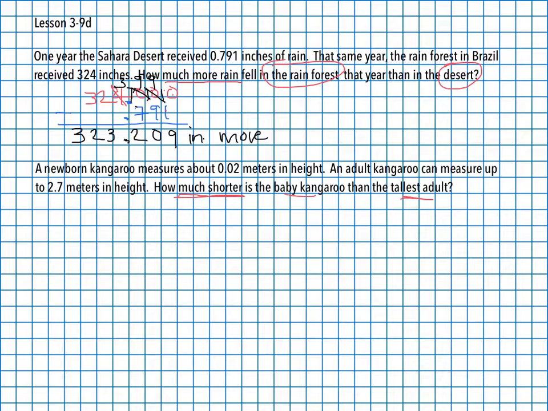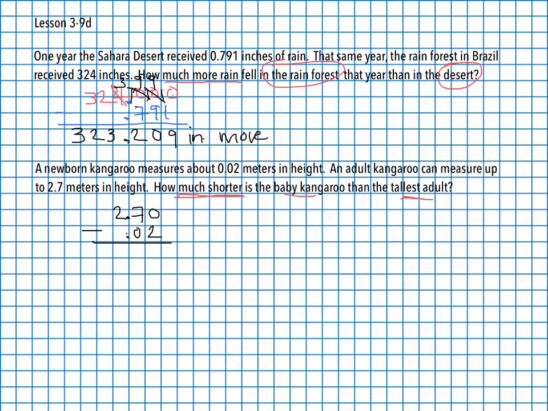Adult is going to be 2.7 meters, and the baby is 0.02, and we're going to subtract. I'm just going to erase that, because we don't need it, not yet anyway. And we're going to fill that in with the 0. Now, did you notice I lined up my decimal points? Now we are ready to subtract.